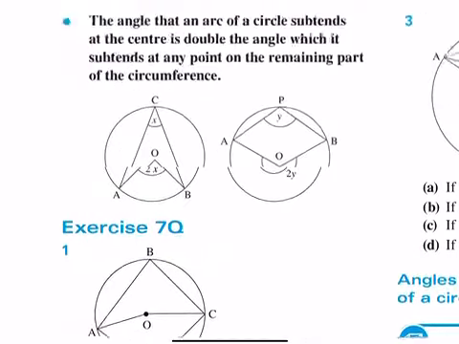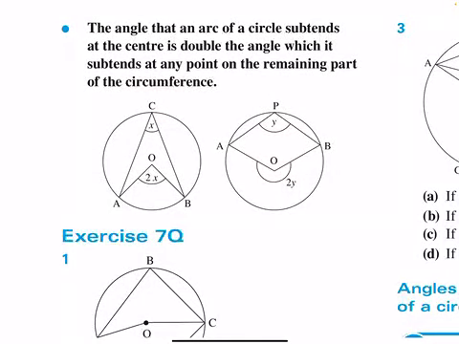So, what is the first rule? You have 2 points on the circumference. Both of them extend to the center. They extend to the center, and the other 2 points extend to another part on the circle. That means the angle between these two is double the angle inside.